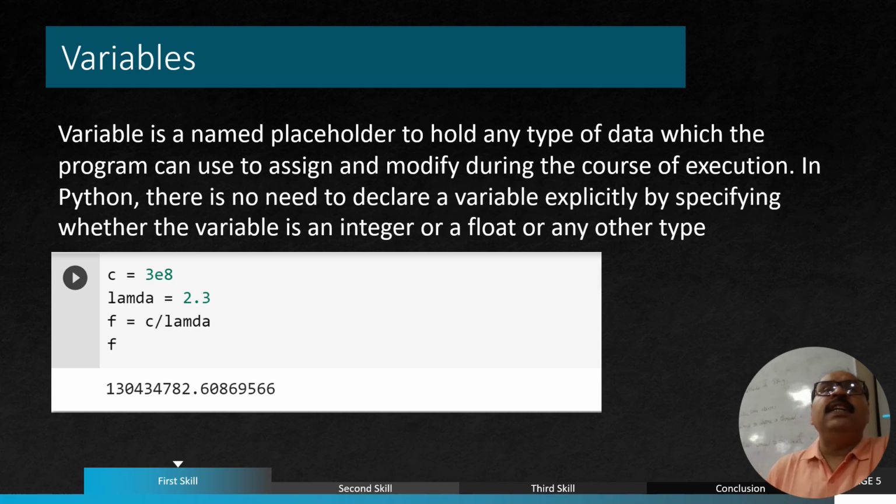So here I've given another example. I've given c is equal to 3e8. What is this? I'll tell you as we go on. Lambda is equal to 2.3, f is equal to c by lambda, and I'm printing f. So lambda, c, f, all these things can be considered as variables.